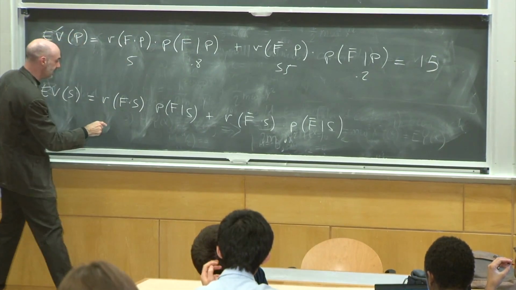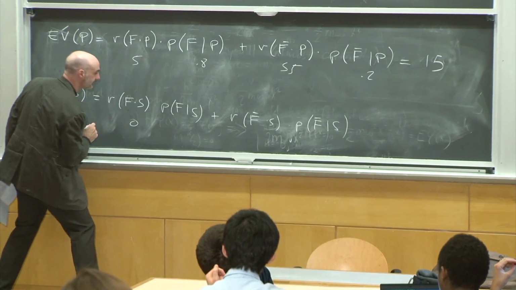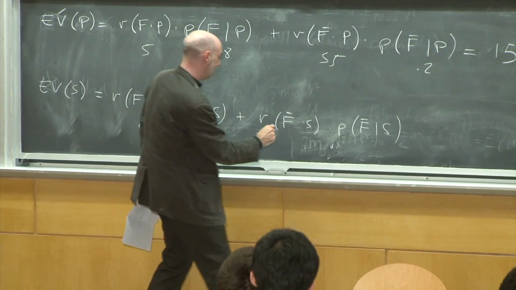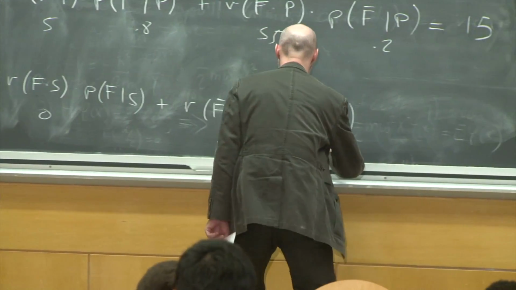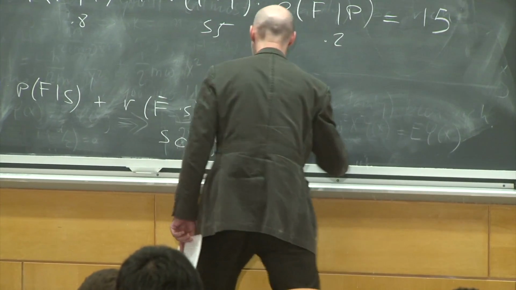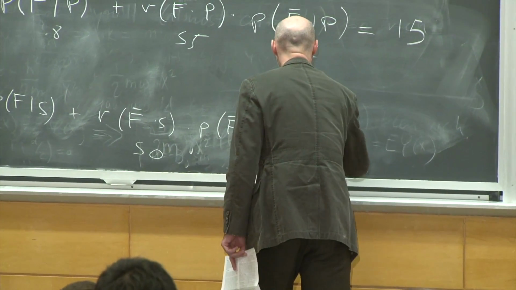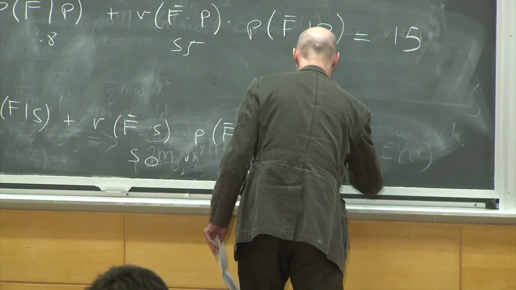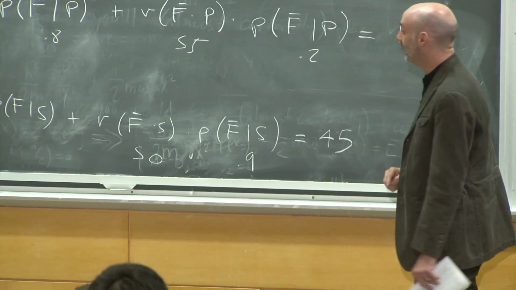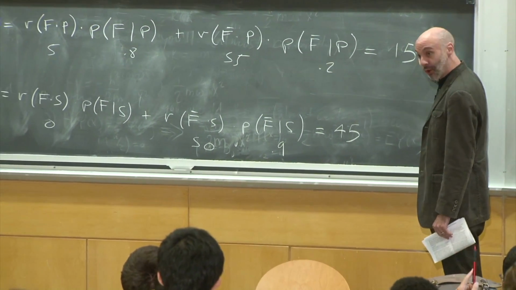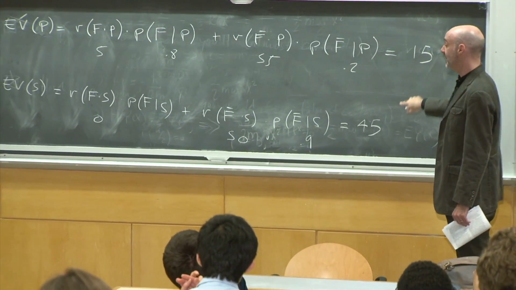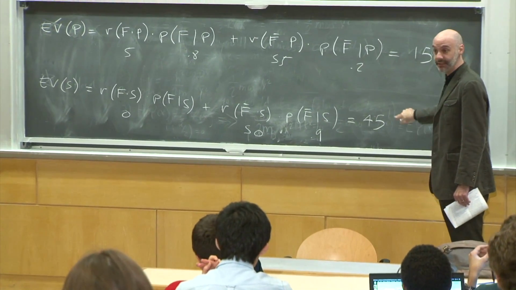The value of failing in studying is 0. The value of not failing in studying is 50. And this has a chance of 0.9. So that's 45. So the expected value of partying is lower than the expected value of studying.